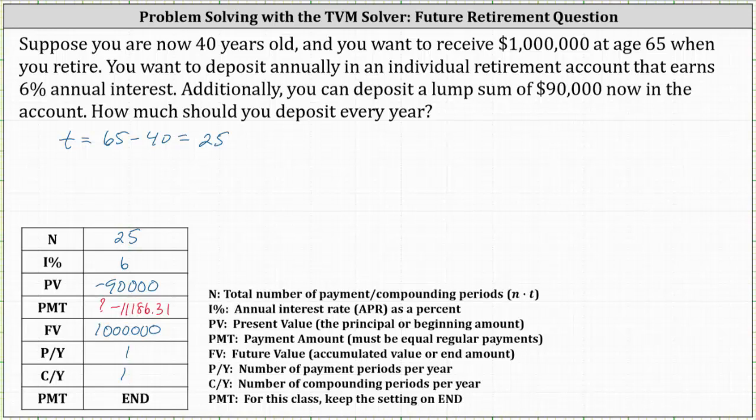So to answer the question, you must deposit $11,186.31 each year to receive $1 million at age 65.